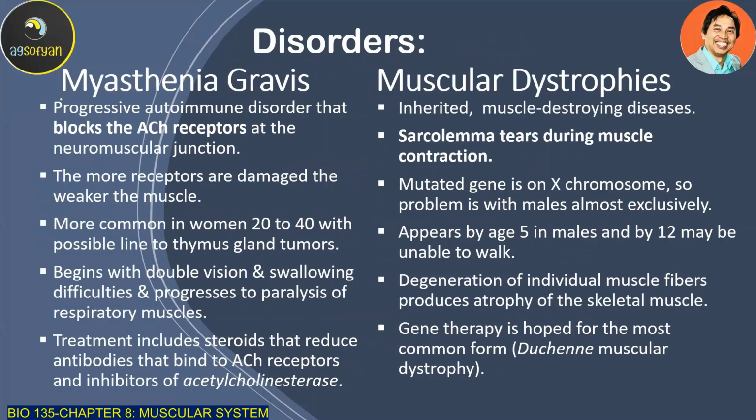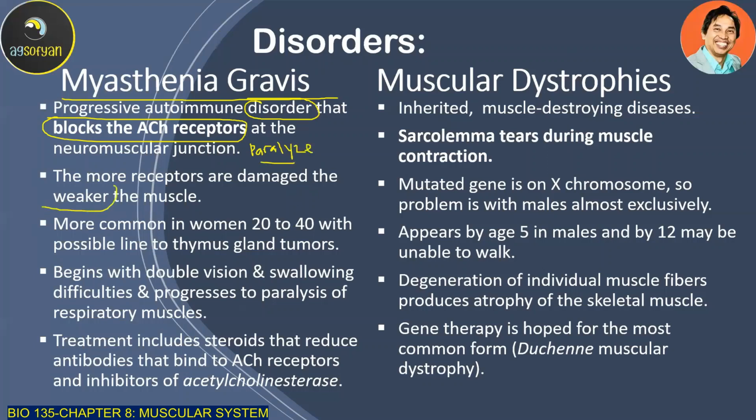There are two main types of muscle disorder. Myasthenia gravis is a progressive autoimmune disorder. This means that our antibodies are actually attacking our tissue, usually blocking the ACh receptor. It can cause paralysis in some areas of our muscle. So this is myasthenia gravis.